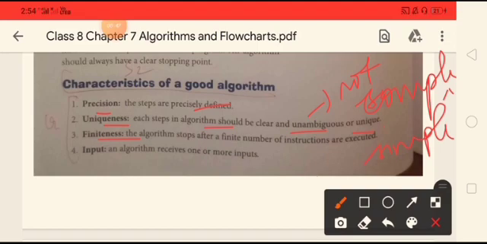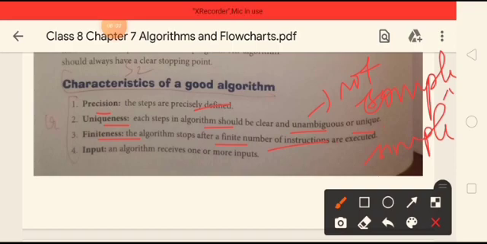Then finiteness. The algorithm stops after a finite number of instructions are executed. Finiteness means the algorithm should automatically stop when all the instructions are executed.